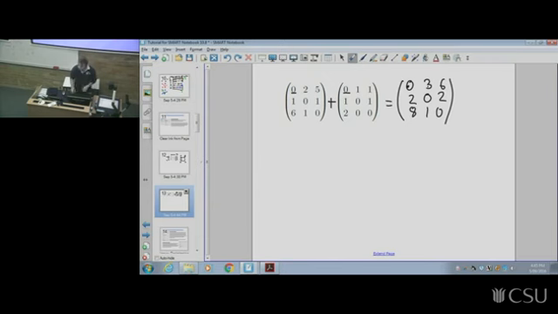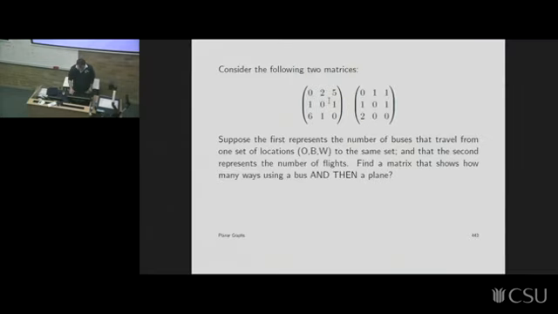Next thing you want to do is to multiply matrices. This is a harder problem because it's not multiplying terms one term at a time. Okay, so let's consider the same two matrices again. Different problem then. How many ways are there of catching a bus and then catching a plane?